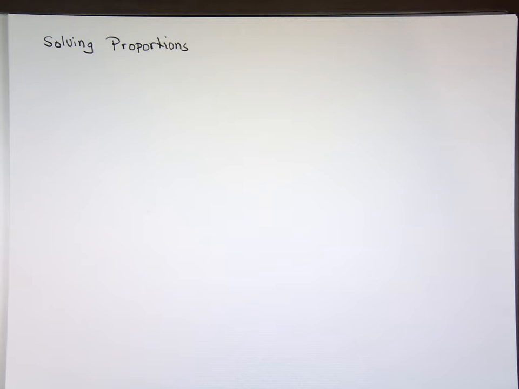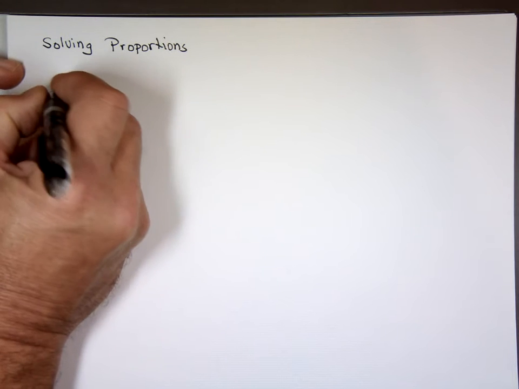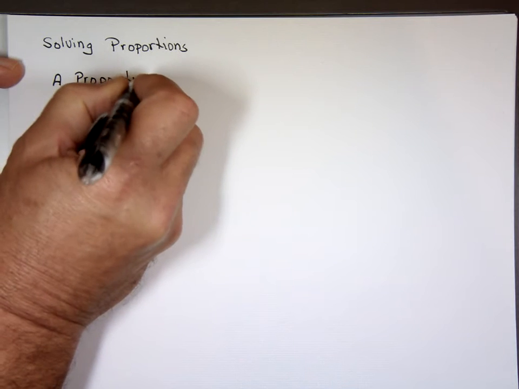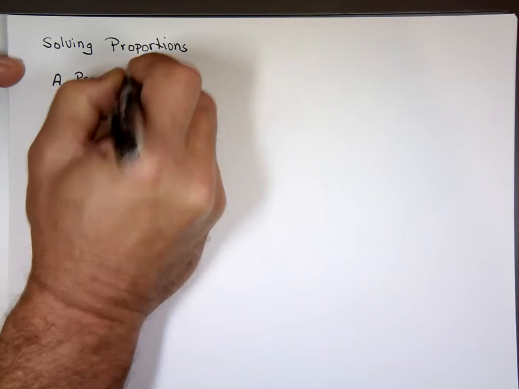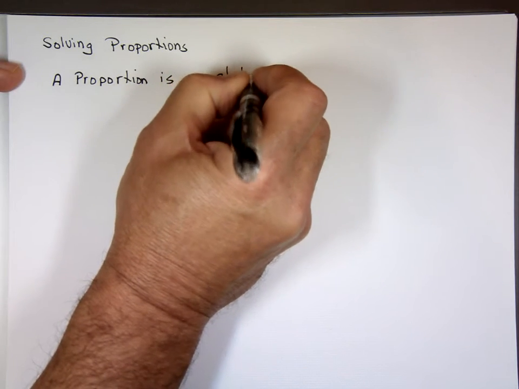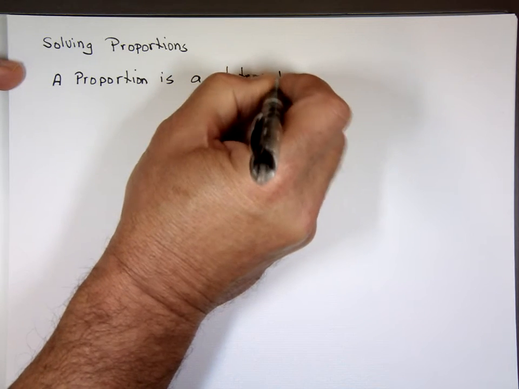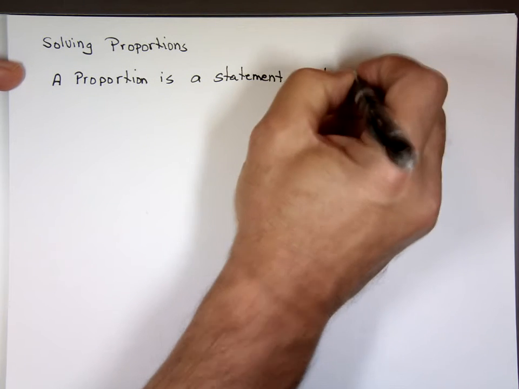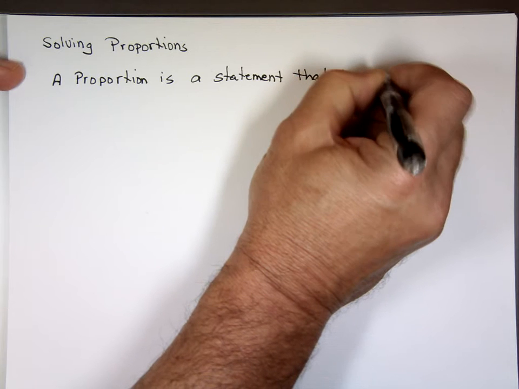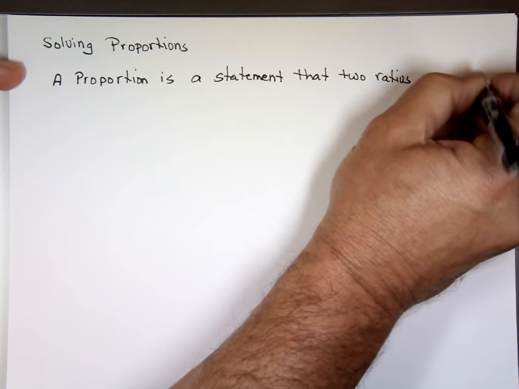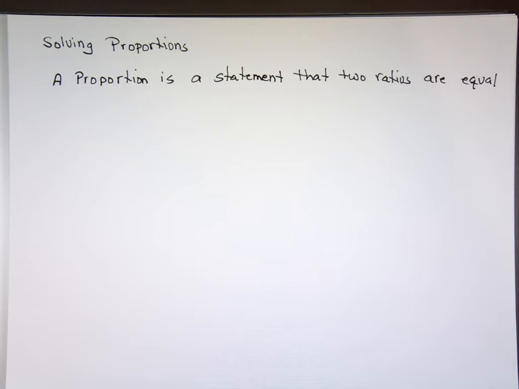The question is, what is a proportion? A proportion is a statement that two ratios are equal. A proportion is a statement that two ratios are equal.